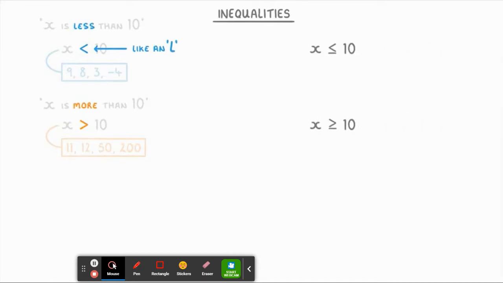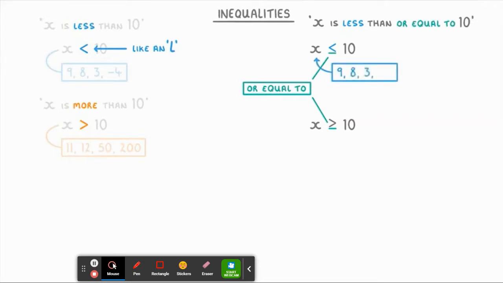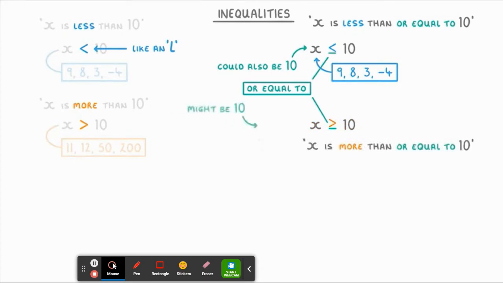The next thing we need to look at are these two symbols, which look pretty much the same as our less than and more than signs, except they also have these horizontal lines underneath them. The straight lines basically mean or equal to. So this first expression means that x is less than or equal to 10. So as well as being numbers like 9, 8, 3, or negative 4, x could also be 10 itself. Similarly, the second expression means that x is more than or equal to 10. So again, the number might be 10 itself, or any number bigger than 10.